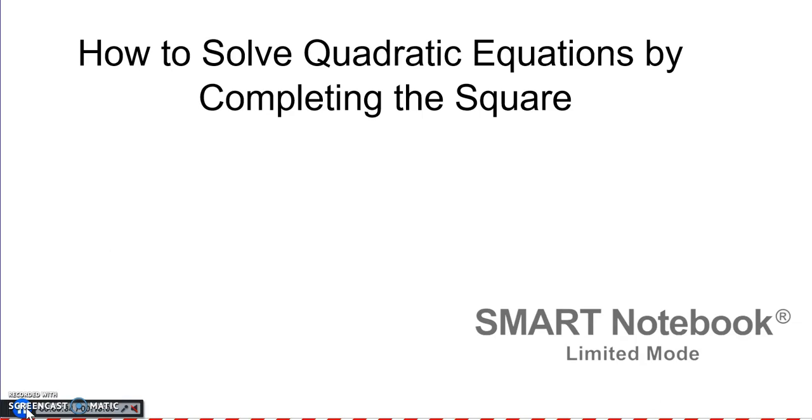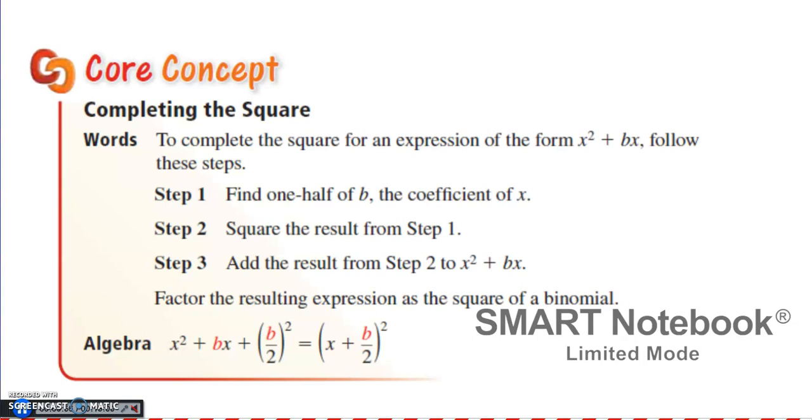So a main reason why we use completing the square is because we have quadratic equations that aren't factorable. So it's not easy for us to solve. So we have this process, completing the square, that makes it a little bit easier to work with any quadratic equation that isn't factorable when we need to solve it. So just want to go through again the core concept of completing the square.